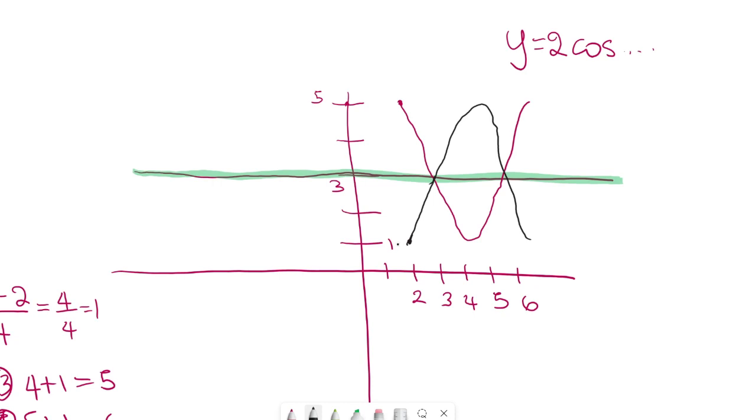Okay, so this black would represent the graph that I'm looking for, which is f of x, or y, equals -2 cosine(pi over 2 x plus pi) plus 3.